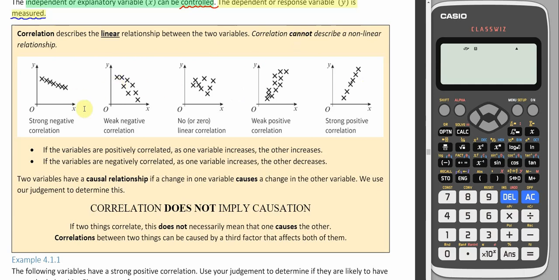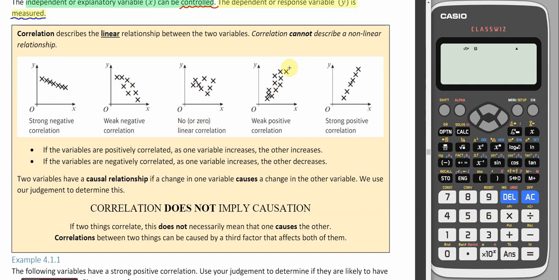Five little diagrams here representing strong negative correlation first of all, and then weak negative correlation on the second one. On the second one you can see that the points are quite close to a straight line, but they're a bit more spread out than the previous one. So the correlation is stronger on the left than it is on the one on the right. If we look at the one in the middle, you'd struggle to put a line of best fit on there. It could be really pointing in absolutely any direction. So we'd say there's no correlation, or no linear correlation at all.